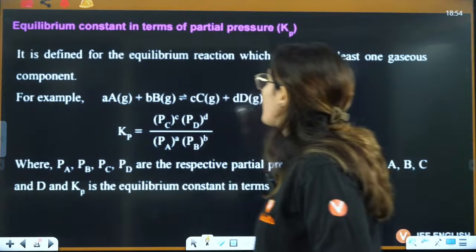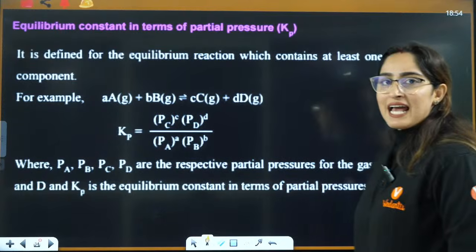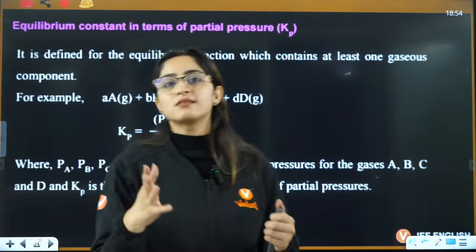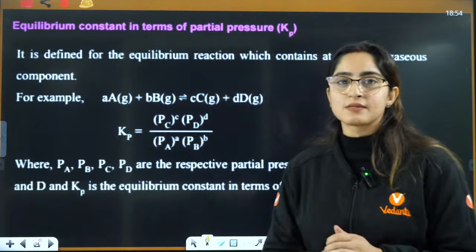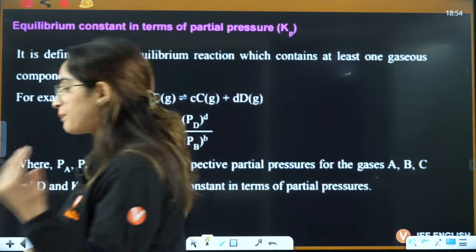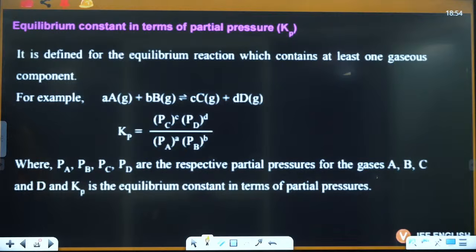Okay, see this now. Just like you had Kc, but in Kc we were discussing concentrations, right? In Kp we'll discuss partial pressures. Okay?